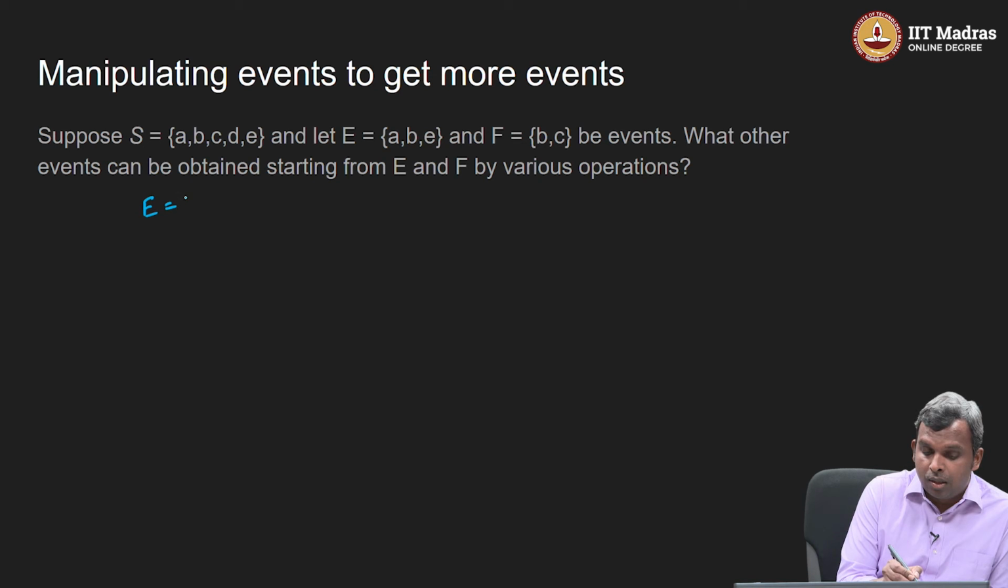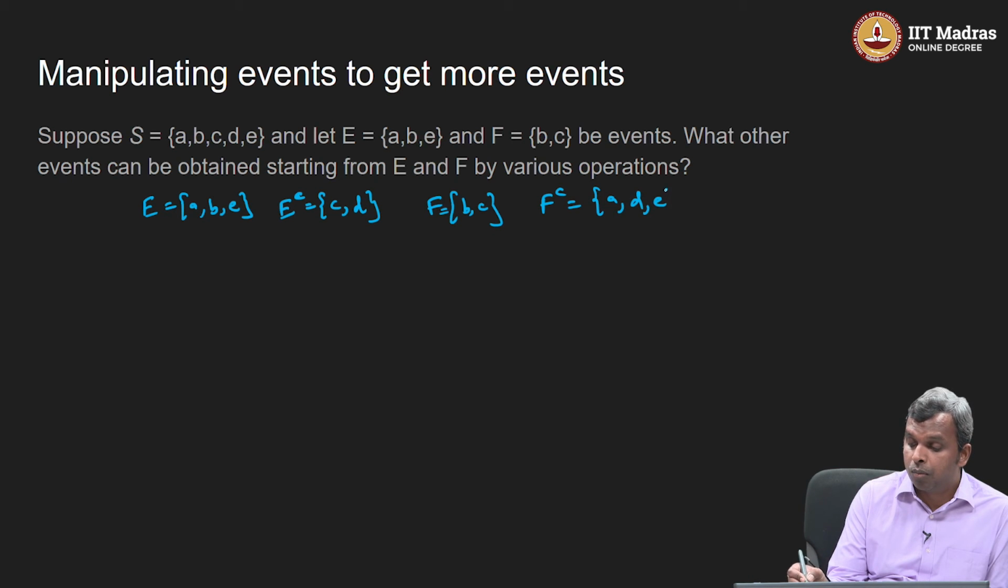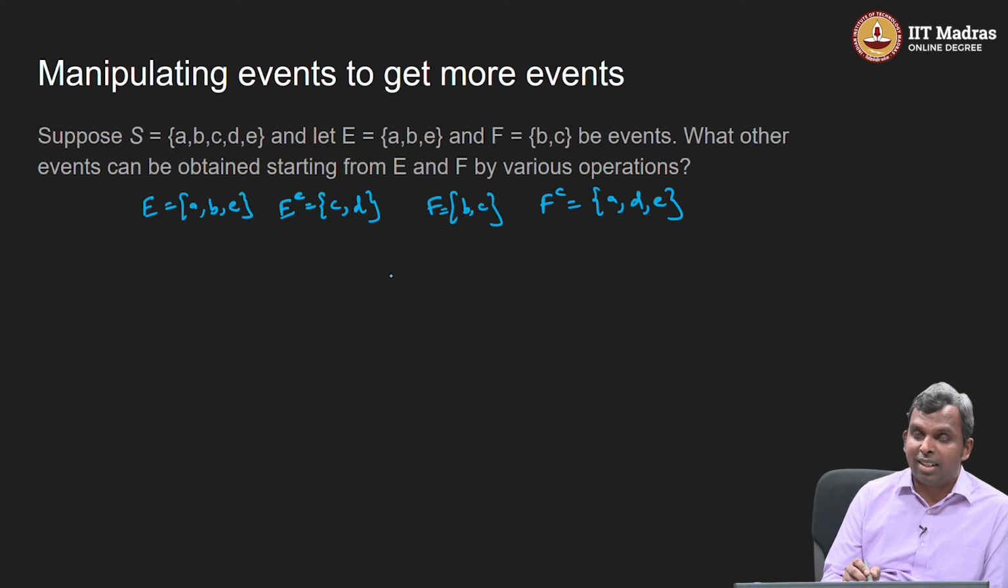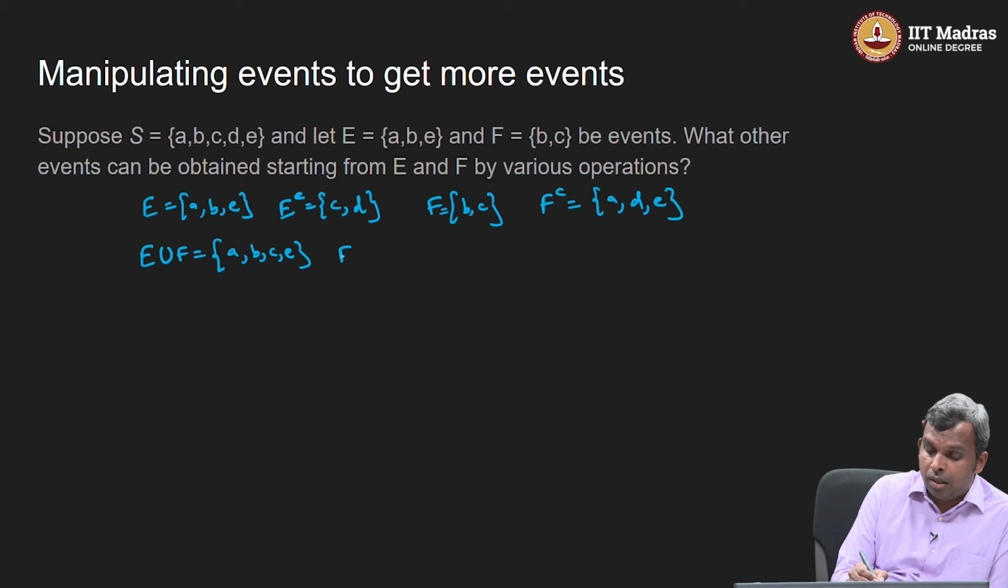So you have E, which is A, B, E, and you have E complement, which is C comma D, right? And then you have F, which is B, C, sorry. And then you have F complement, which is A comma D comma E, okay? And then we now start doing unions, intersections, whatever. So you can do interesting unions and intersections. This union is not interesting. E union F is interesting, right? So you can do E union F. That would give you A, B, C, E, and then E intersect F. That would give you just B.